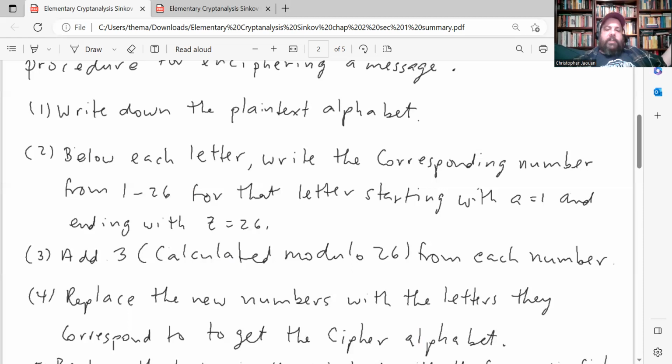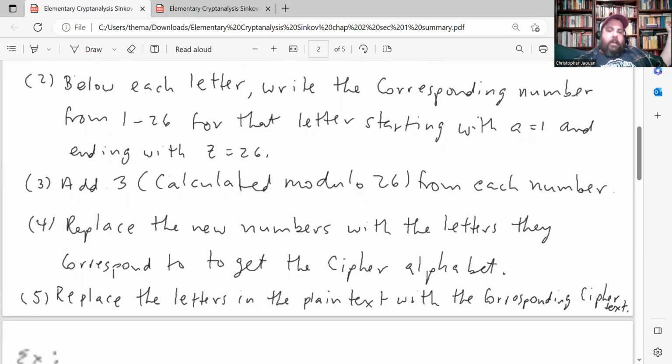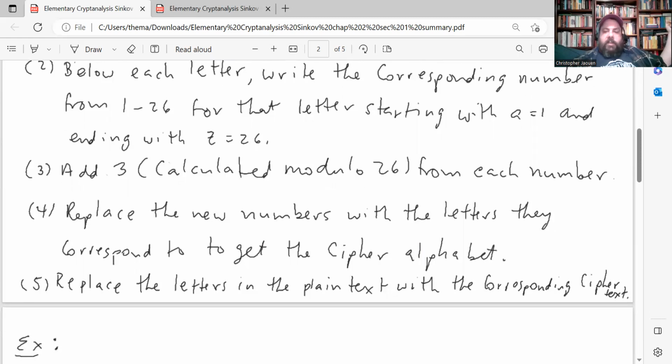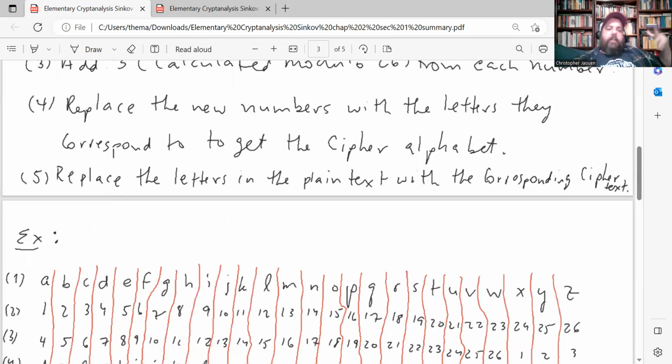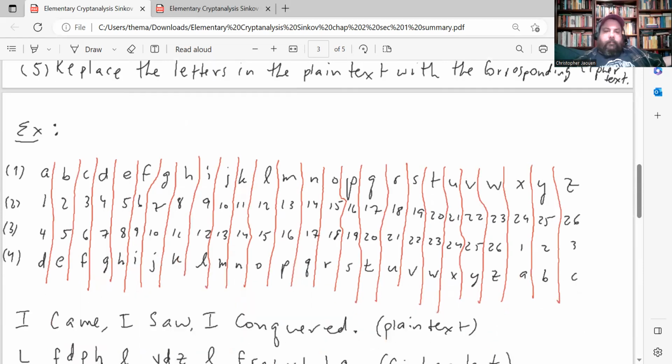Step 4: replace the new numbers with the letters they correspond to, to get the cipher alphabet, and then replace the letters in the plain text with the corresponding ciphertext. Let's do a simple example so you can see how that works. Here, I'm first writing down the letters of the English alphabet, A through Z, labeled with the numbers 1 to 26. Then to apply the Caesar cipher, you add 3 modulo 26 to each of the numbers. So 1 plus 3 becomes 4, 2 plus 3 becomes 5, 3 plus 3 becomes 6, and so on.